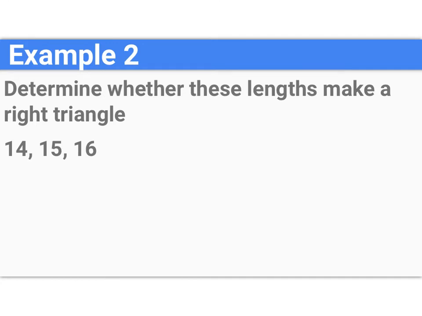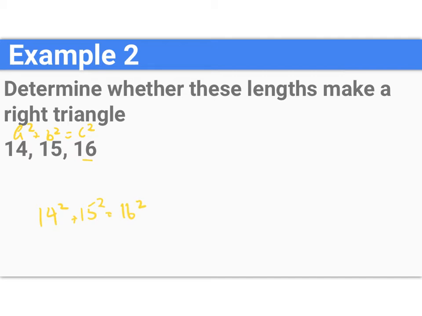Okay, so this is a different thing. So find out whether these lengths make a right triangle. And we know that on a right triangle, our longest side has to be c. So a squared plus b squared equals c squared. Is this true? So does 14 squared plus 15 squared equal 16 squared?